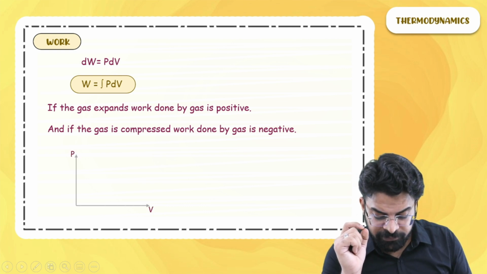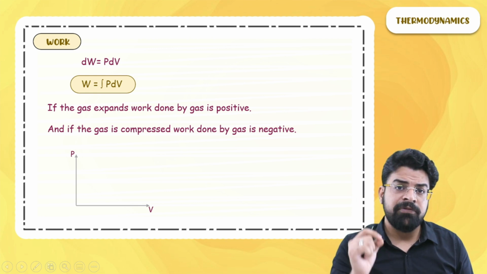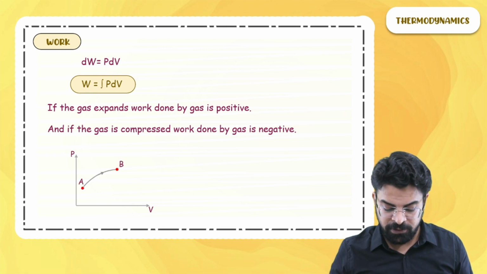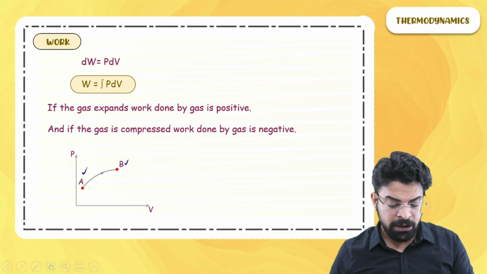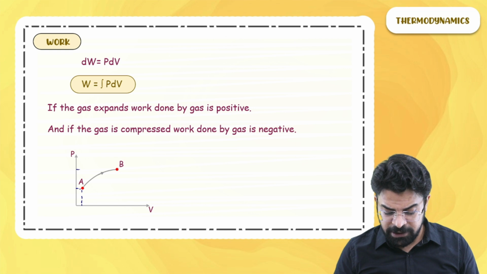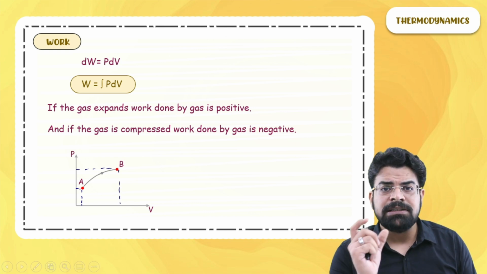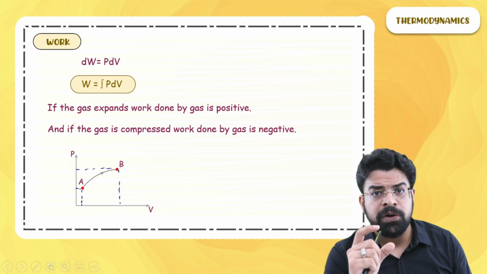Now, if we think of a PV diagram, and let's say on the PV diagram we are shown a process from some point A to some point B. Initially the gas has some pressure and volume at A, and finally it has some pressure and volume at B. So what is the work done by the gas during this process?